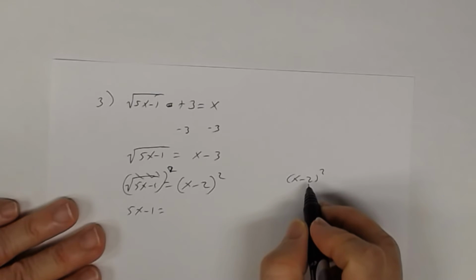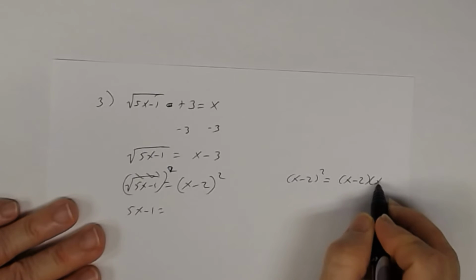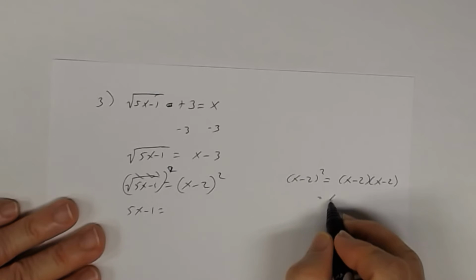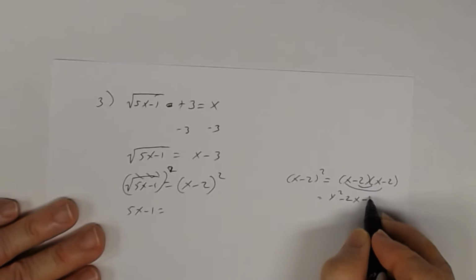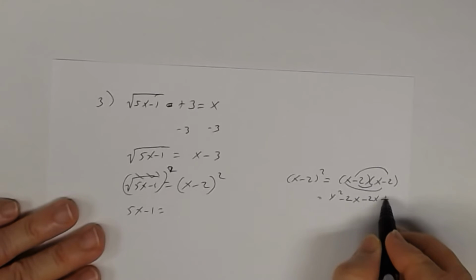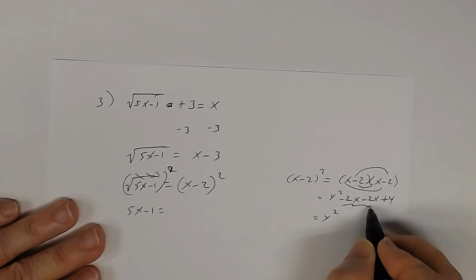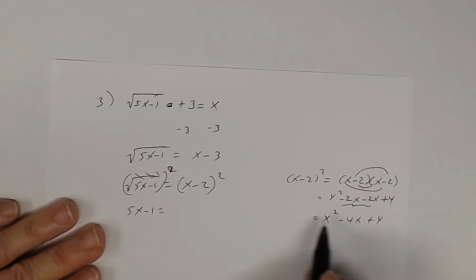So if you need to, you need to write that out. So that means x minus 2 times itself. So if I FOIL this, I get x squared. The outer is a negative 2x. The inner is a negative 2x. And then a negative 2 times a negative 2 is a positive 4. So I get x squared. These are like terms. So I get minus 4x plus 4. So that goes here.